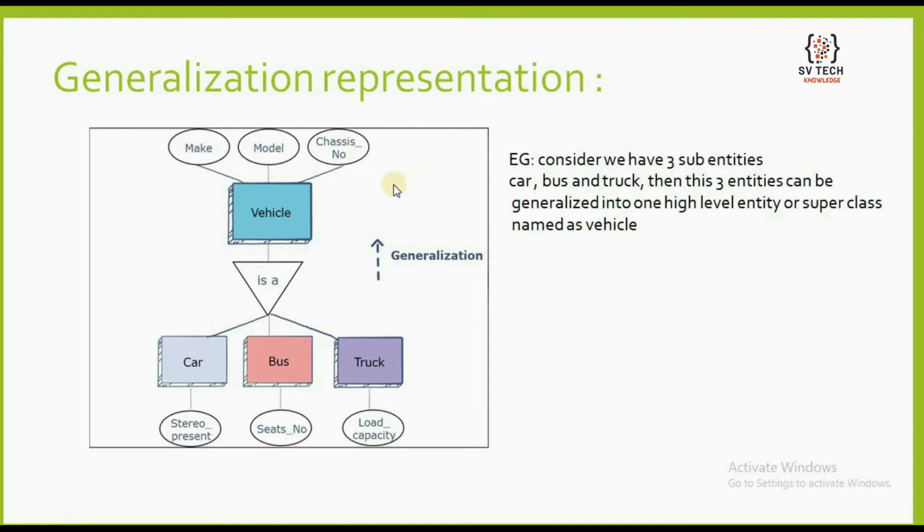Here I have given an example for generalization representation. Here we have car, bus, truck, three vehicles. These three are different entities that I am putting together and calling vehicle. Consider we have three sub entities car, bus, and truck. Then these three entities can be generalized into one high level entity or superclass named vehicle. This is the bottom-up approach.